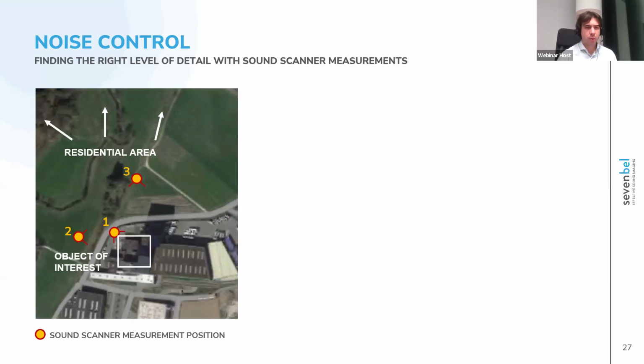We chose 3 points around it. Point number 1, right on premise in front of the facade of the building. Point number 2, right outside of the building, also looking at the facade. And measurement point number 3 in the direction of the residential area. So number 3 will probably be the most critical or relevant, given that it's the one that represents better what the residential area feels or hears.